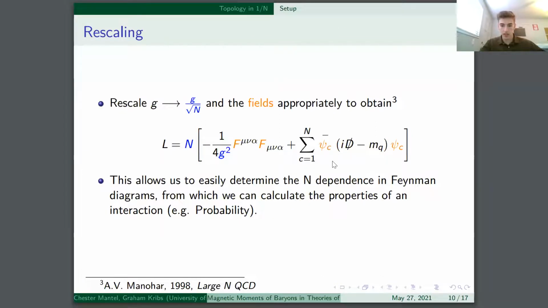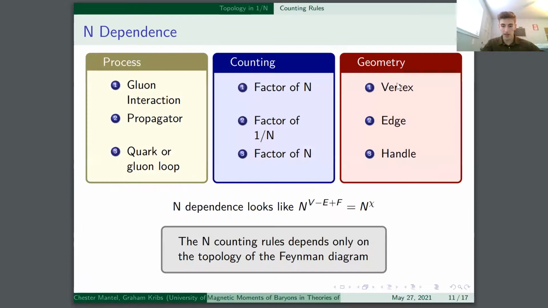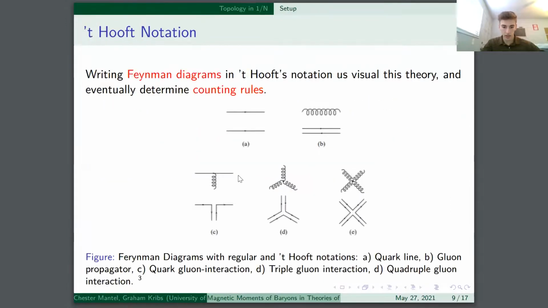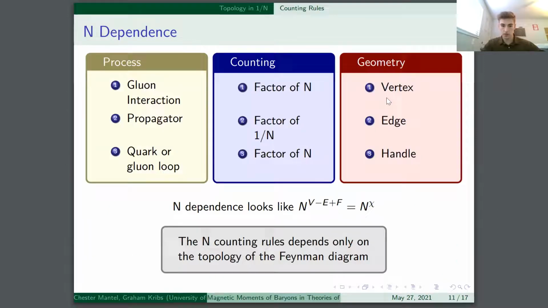There's a new interaction term, and as you see, there's a factor of n out in front. It just picks up a factor of n, and as I've shown here, it looks like just a kink in and then a kink out. So graphically, it's going to look like a vertex.